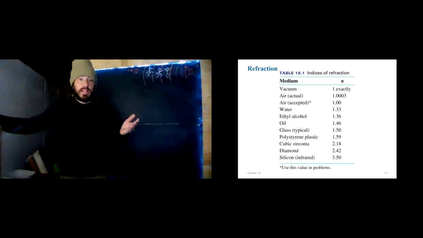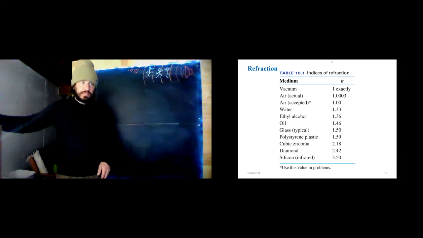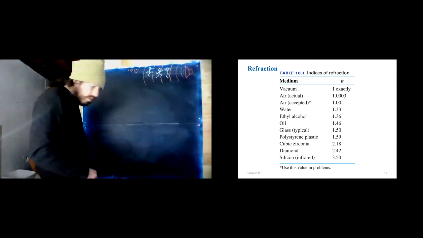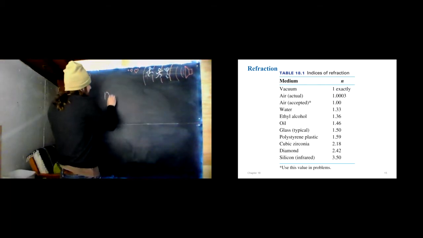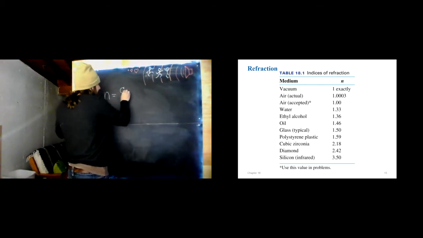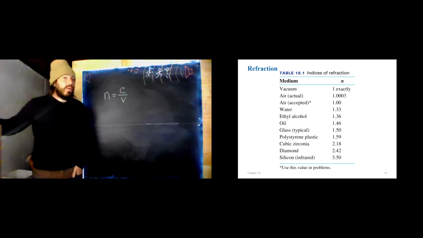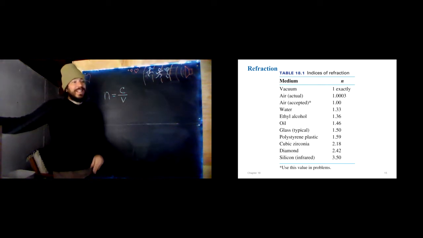Okay, so here are some typical n values. You don't need to memorize any of these. In vacuum, n is exactly equal to 1. And recall that the index of refraction is a ratio: the speed of light in a vacuum divided by the speed of light in that substance. And so we always get a number greater than 1, because light always slows down when it enters a medium other than the vacuum. So in the vacuum, we get n equals 1 exactly.